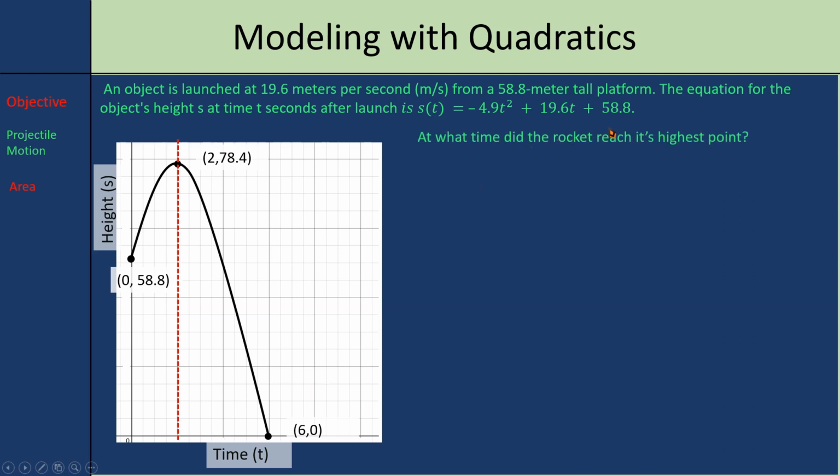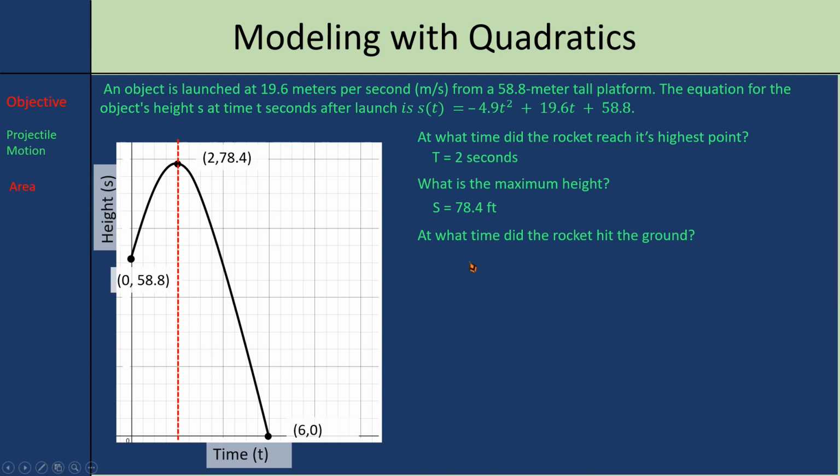So at what time did the rocket reach its highest point? Highest point is when the height is at maximum. So at this point, what's the time? Time is the t variable, right? So that's 2. So 2 seconds. Okay. What is the maximum height? Well, that's the y part of your vertex, because y is your height right there. So that's 78.4 feet. Okay.